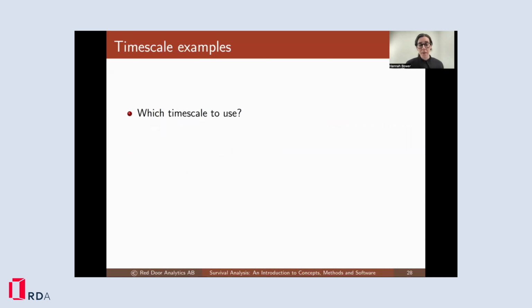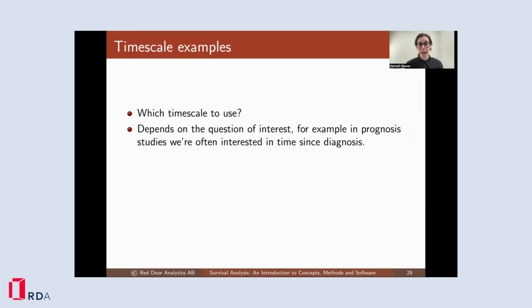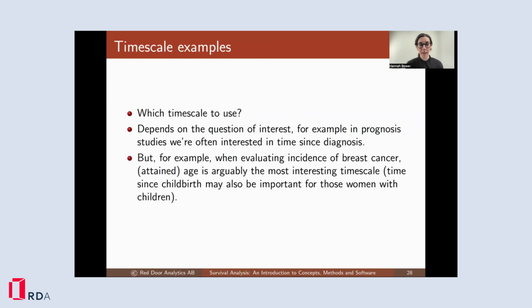So there are different timescales that may be of interest in specific studies. Which timescale should you use is a good question to ask. Well, I think this really depends on the question of interest. For example, if we're interested in doing a prognosis study, we're often interested in time since the diagnosis of a disease. That's often the most important timescale to account for, and it's often the most interesting timescale to look at. But if we instead say that we're interested in evaluating the incidence of a disease, it could be the attained age, or the aging process, that is the most interesting timescale.